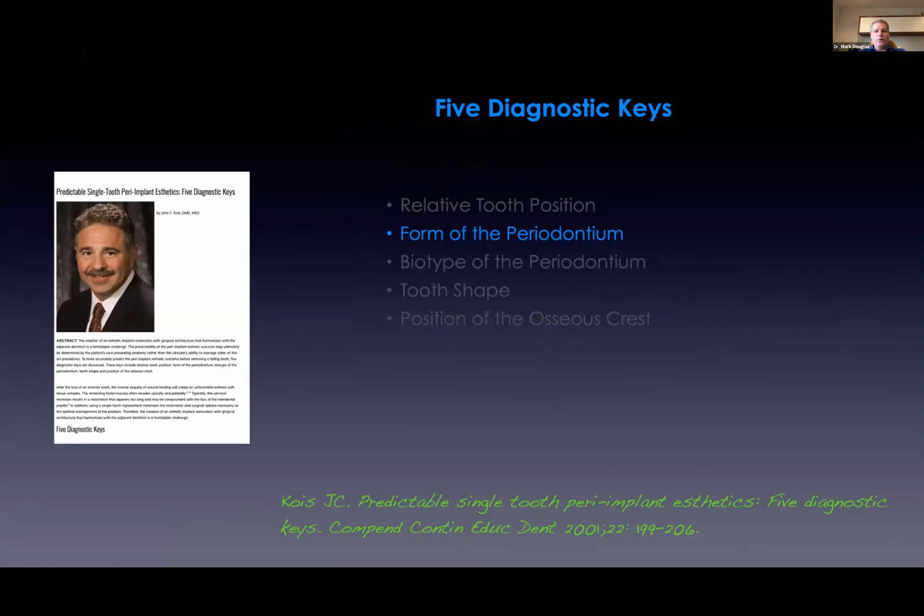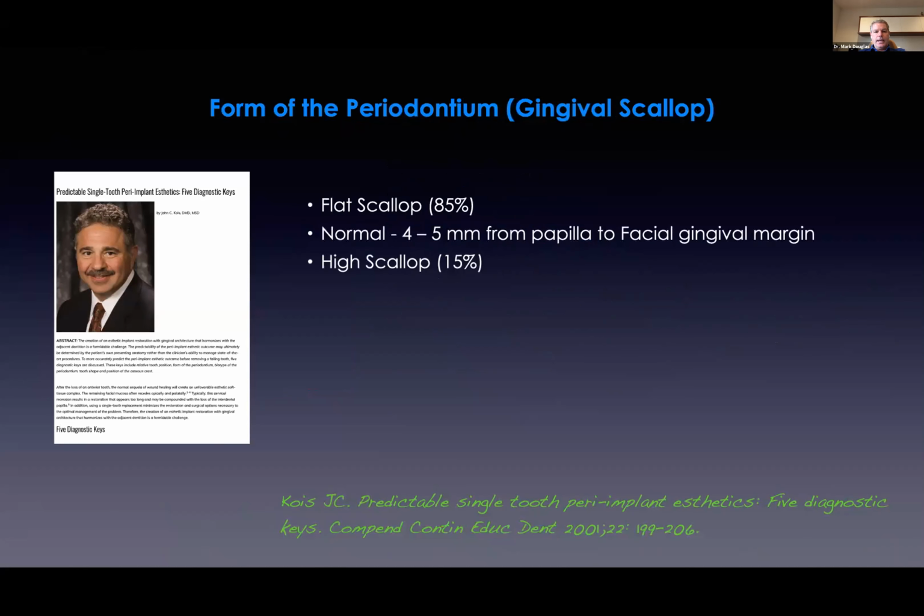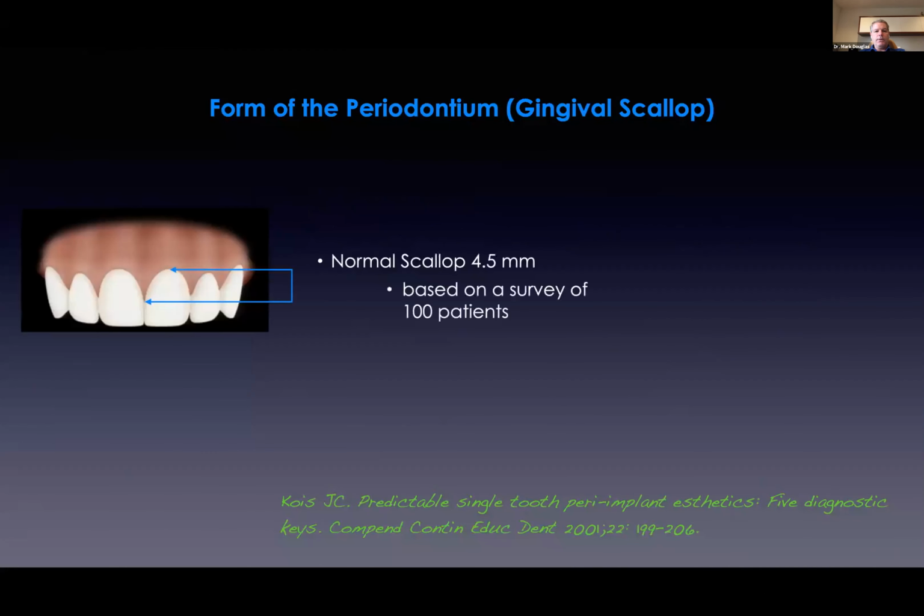And so the form of the periodontium is the next of the 5 diagnostic keys. And he divides those into flat scallop, which is 85%, and high scallop, which is about 15% of the population. Normal is around 4 to 5 millimeters. And we're going to go into the scallop.